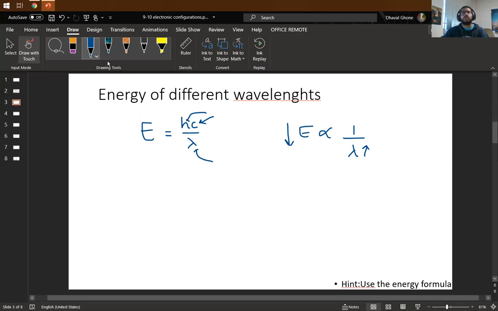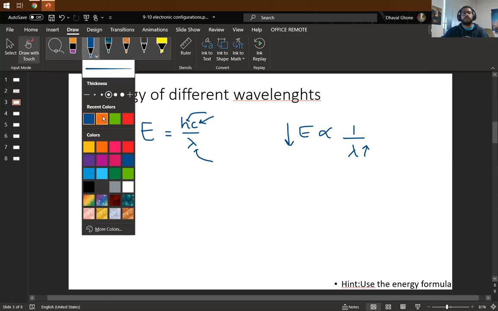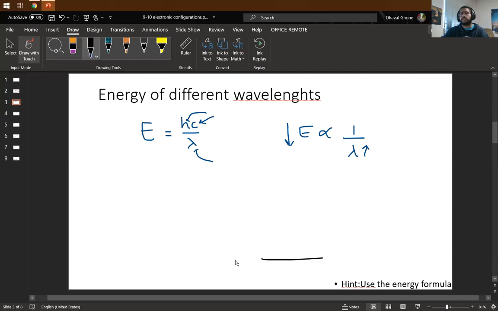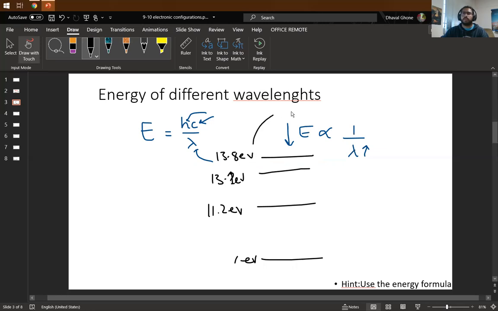Okay, so let me redraw the graph I had before in the previous slide, where this is 1 eV, and then 11.2 eV, and then 13.1 eV, and 13.8 eV. And eV is a unit of energy. It's like joules but smaller.